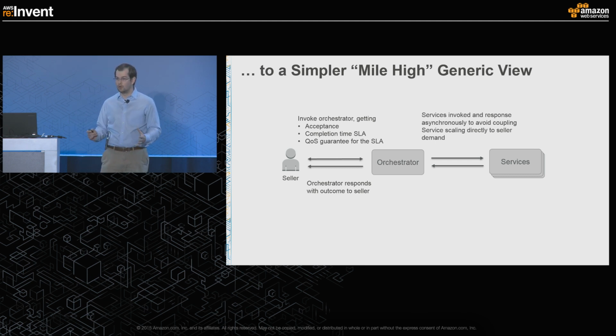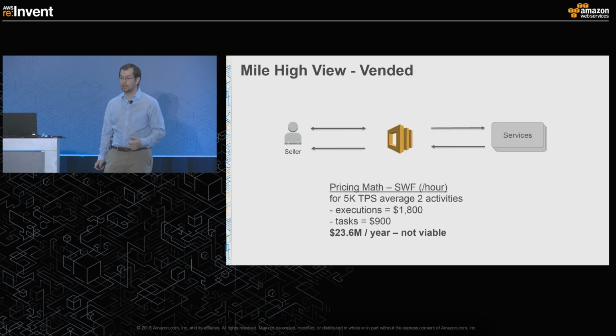So the first and obvious answer is, well, can we just use SWF? In our particular case, and these numbers are illustrative, let's say that we're running at 5,000 transactions a second. We are a big, high cardinality, high volume update service. So at 5,000 transactions a second, that would translate to about $1,800 for execution, and then the additional task would be another $900 per hour, so $2,700 per hour. That works out to nearly $24 million a year for the orchestration platform. And that's definitely not doing it as cheaply as possible.